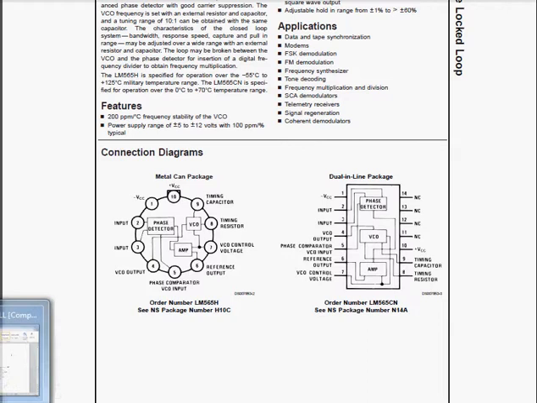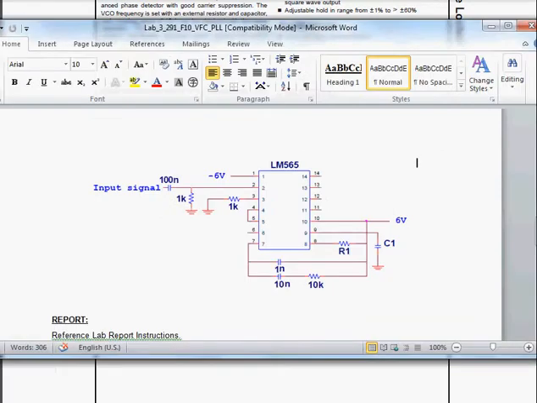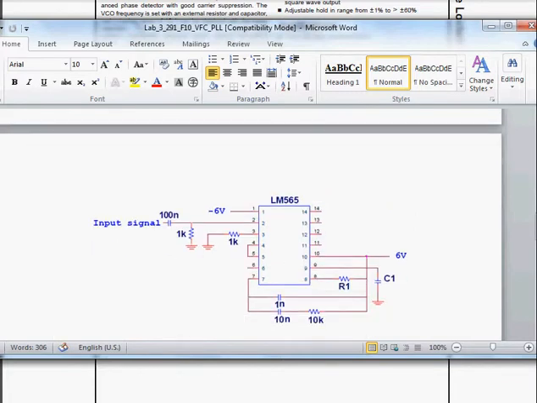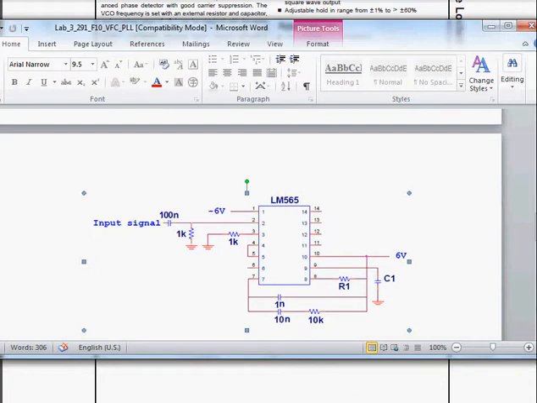The circuit we are going to use is similar to this one. Since we are going to measure the free running frequency, there should be no input, so we will connect pin 2 and pin 3 to ground. And also we will disconnect pin 4 and pin 5.